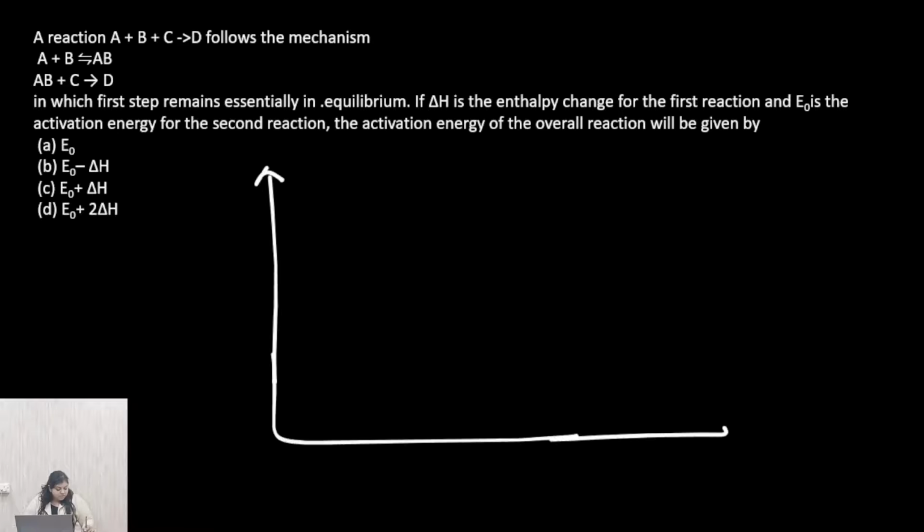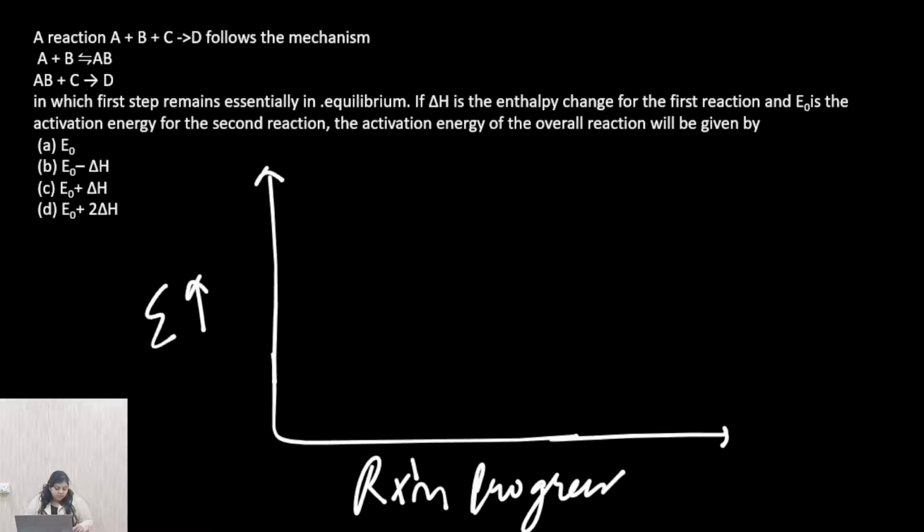This is the plot. Here you will be seeing the reaction progress, and here is this energy. In the reaction you are seeing initially some of the reactants, A plus B, which undergo an equilibrium process, and an intermediate is formed, that is AB. This is the intermediate AB.